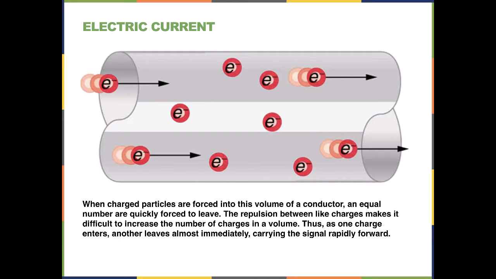Conductors work the way they do because the charges are free to do this. When you have an insulator, insulators bind their charges to the atoms inside, and charges can't move. Therefore, since charges can't move out of the insulator, charges can't move in. And that's why insulators work the way they do.